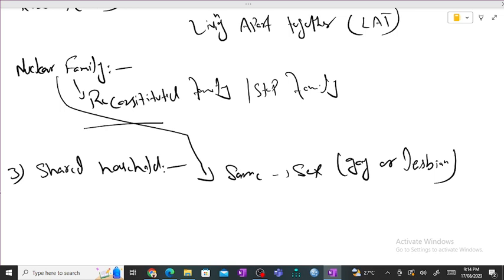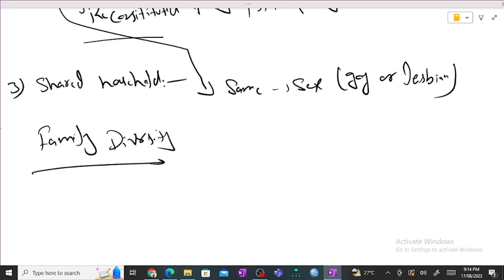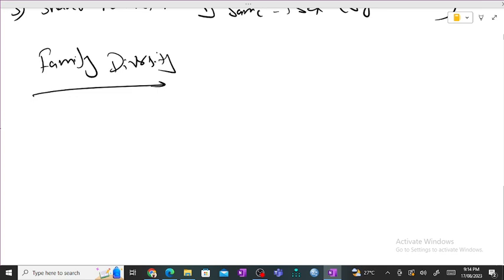Now, moreover, if we talk about some of the diversification of the family, that was the household. Now we will discuss some of the new terminologies that become part of family diversity: the lone parent. We are talking family diversity. Let's see what comes under this heading: the lone parent or single parent family.